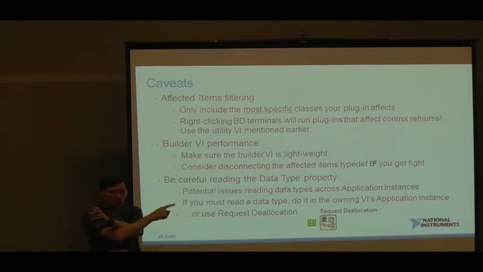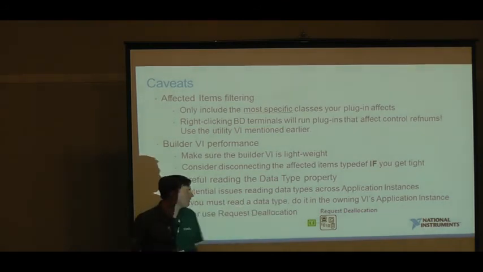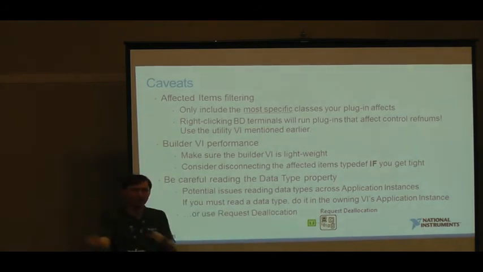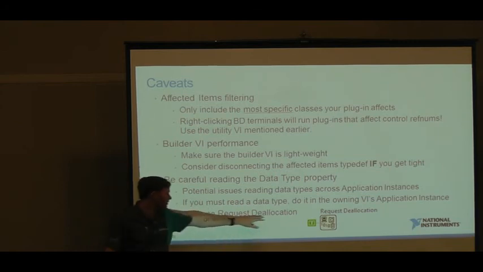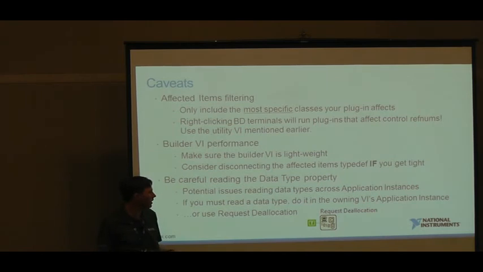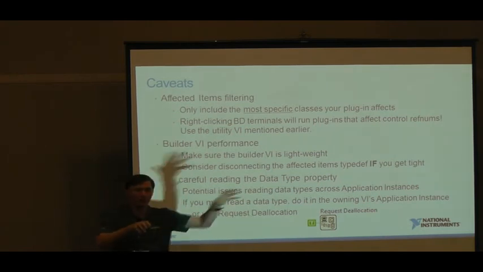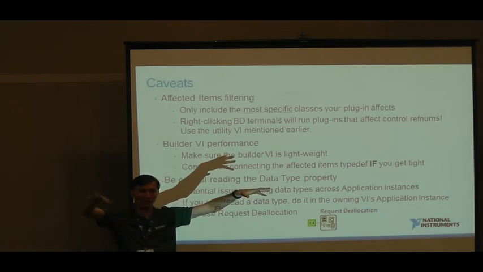So any work you want to do can create some problems. If you must read a data type, do it in the owning VI's application instance as best as you can. So call across, load a VI into the user VI context, load it up over there, do your work, and then quit and then unload it. Or you can use the clever request deallocation primitive. The problem is you've got your classes over here, but you're using data over here.